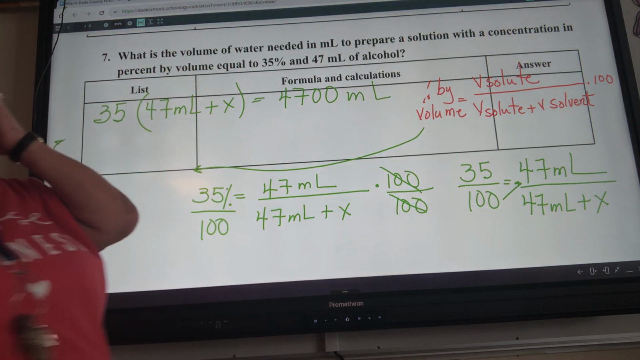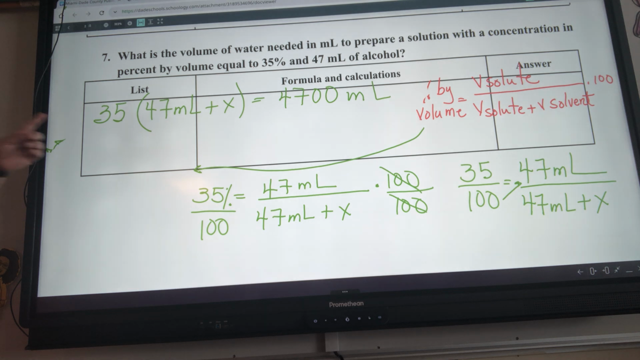Romina told me on the problem before, when you have a parenthesis, you have to apply the distributive property. That's what I'm going to do. 35 multiplied by 47.